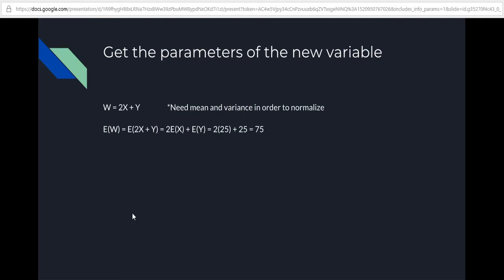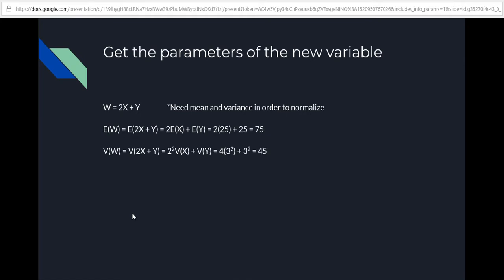So if we break that up, the expected value of 2x plus y, we can split it up as 2. Any constant in an expected value can just come out. So 2 times the expected value of x plus the expected value of y. We solve that, we get 75.